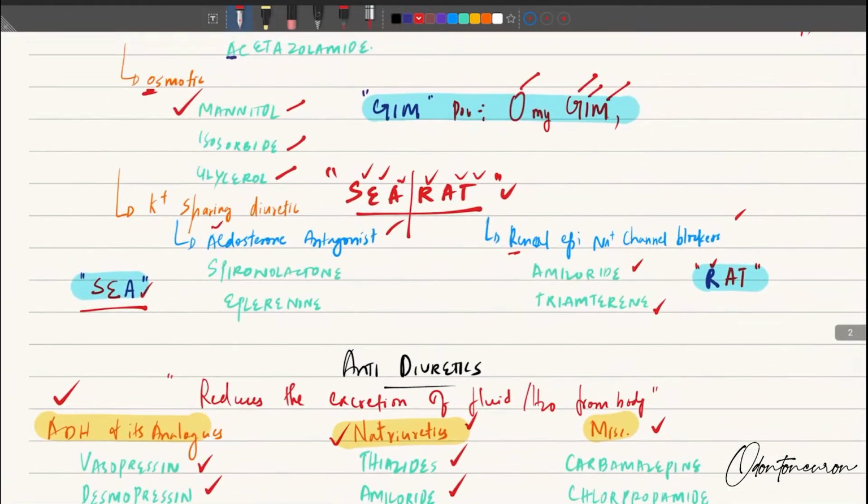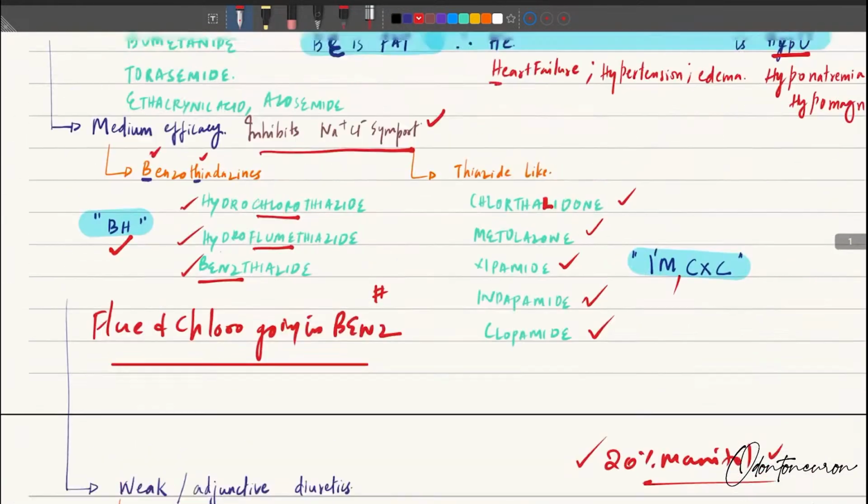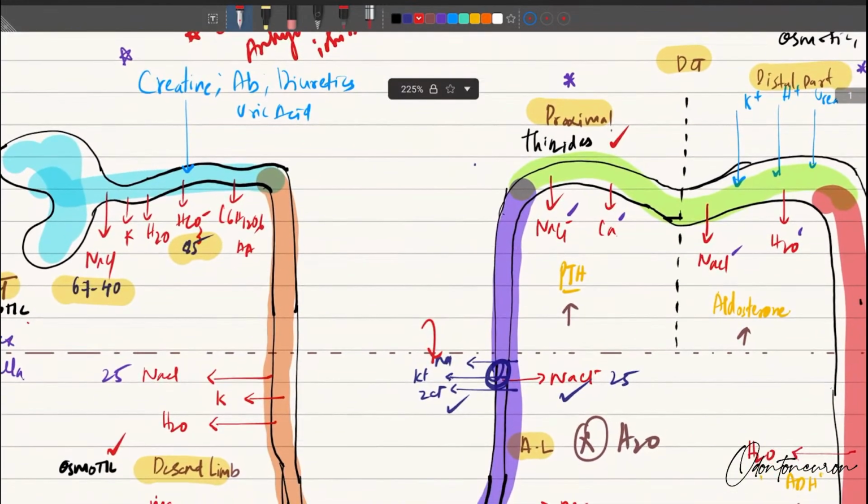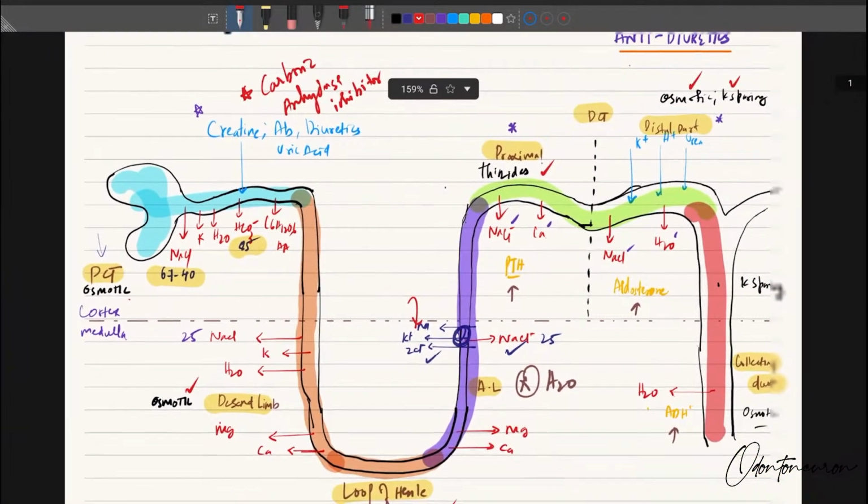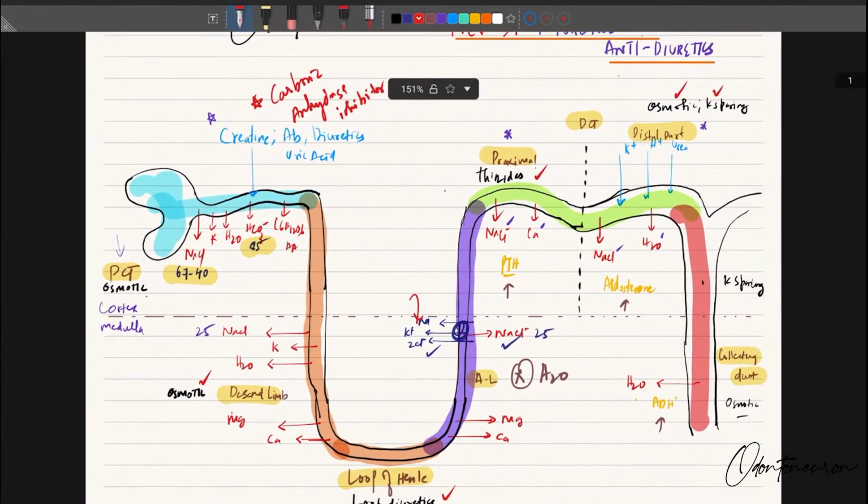Okay, I think that's it about your diuretics. Let me come back to this diagram, as this diagram is very important. I'll just summarize it and we'll end the session. Remember, your fluid is coming from your body and it just entered your glomerulus. This C-type shape I've made is your glomerulus.